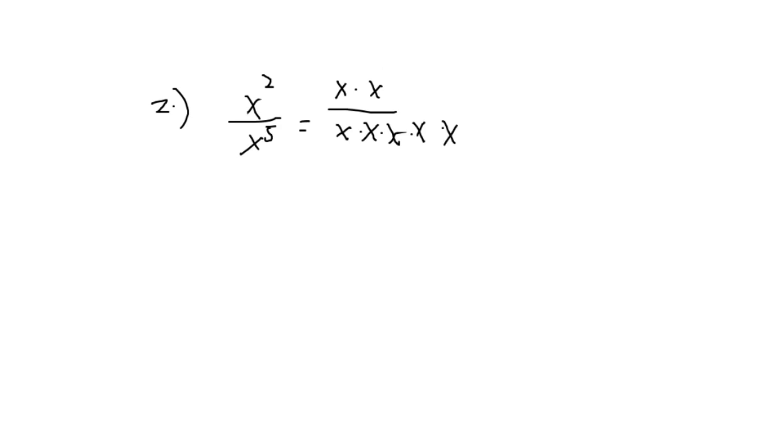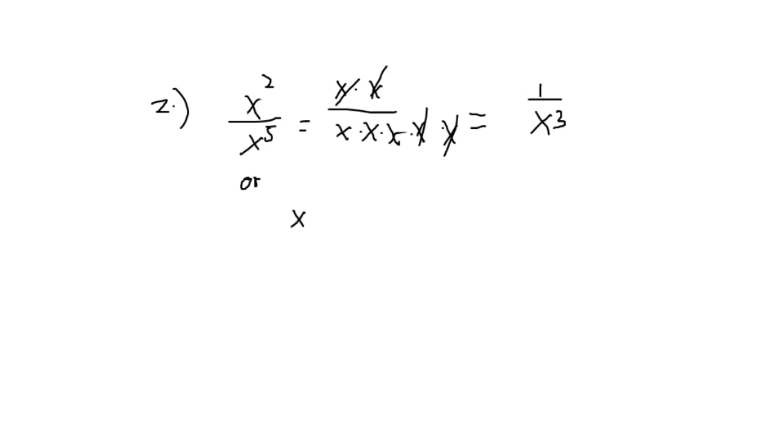So now let's move on to our second problem. What if we have x squared over x raised to the fifth. You can just say this is x squared divided by x raised to the fifth. So yung x squared, we can just say it's x times x. In the denominator, we can just say x times x times x times x times x.